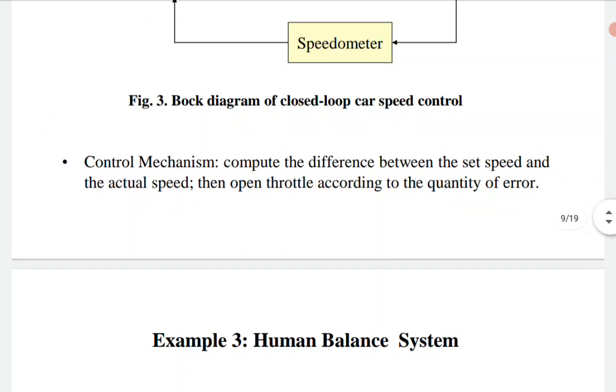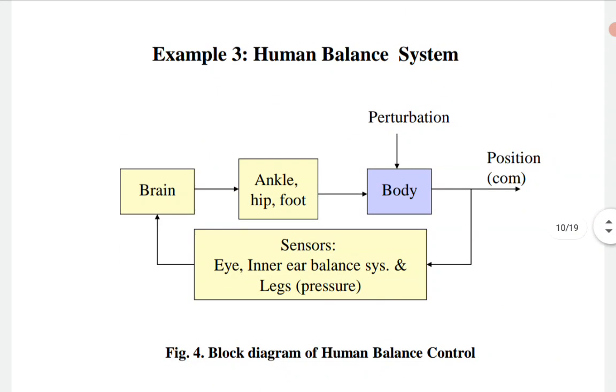Okay. Now the human balance system: yes, we are standing, we are moving, all those things. Just think, when we are closing our eyes and we need to walk from one place to another.